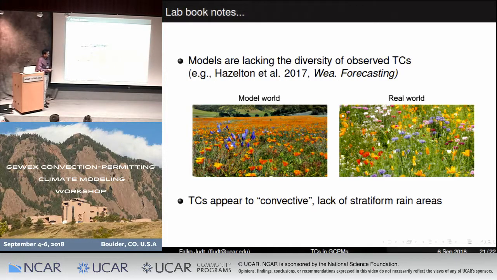And then the TCs appear too convective. Since it's convection permitting, there's strong convection in the eye wall, in the rain bands. But in reality, tropical cyclones actually have tremendous stratiform rain areas, which convection permitting models do not reproduce well. And we know these are important for the dynamics of the storm. So we're clearly not there yet with convection permitting modeling to really get a very faithful representation of tropical cyclones.